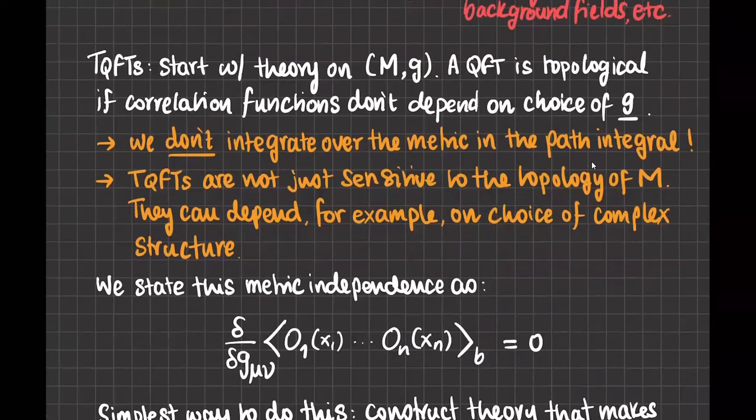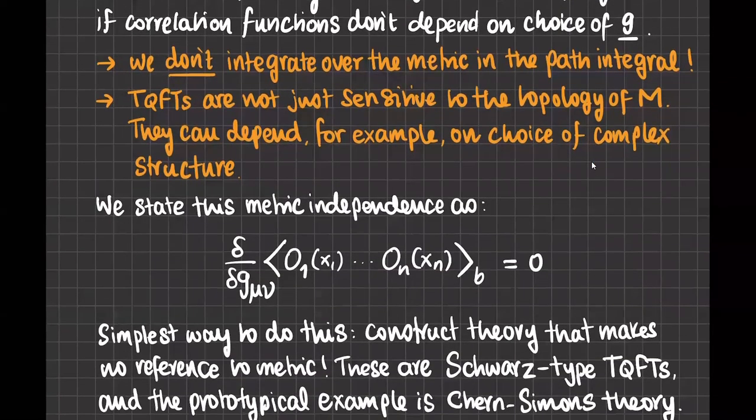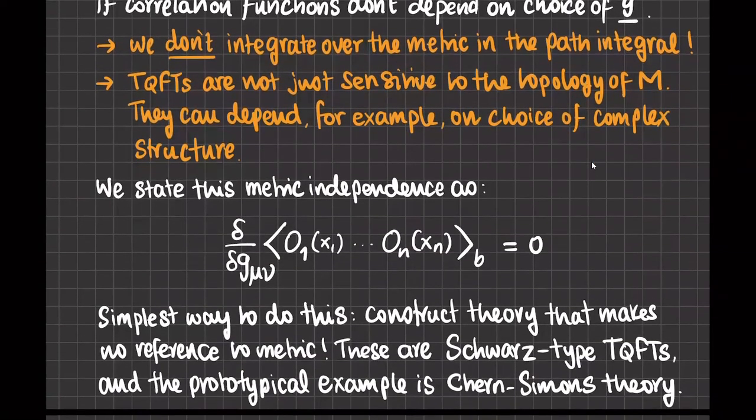So this metric independence is very simply stated in the following way. Okay. We just have a correlation function, the one that I wrote down earlier, and there is some background. And I just say that when I vary the metric, this correlation function does not change. Okay. Now, the simplest way to do this, of course, is to construct a theory that makes no reference to the metric at all.